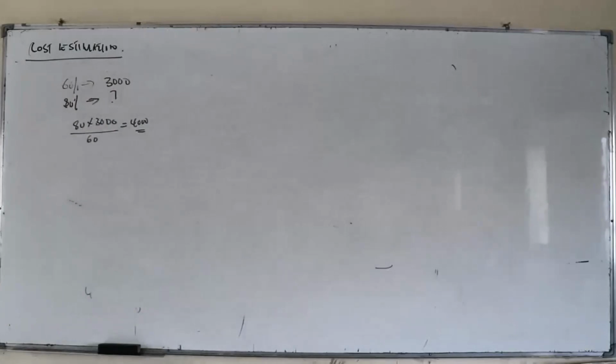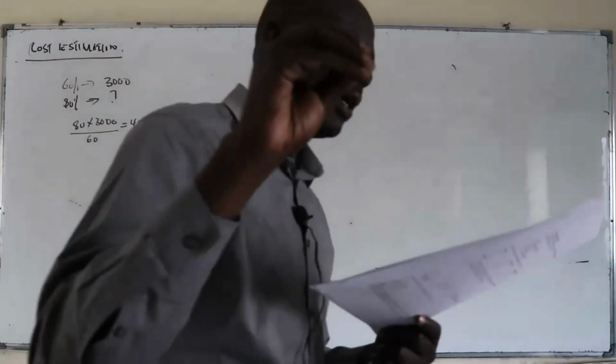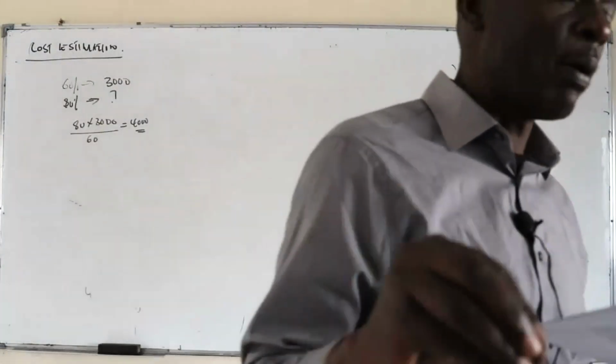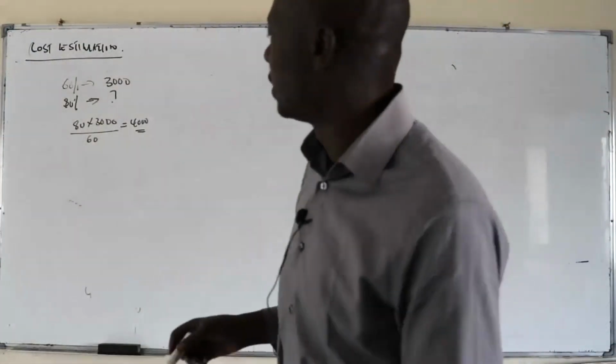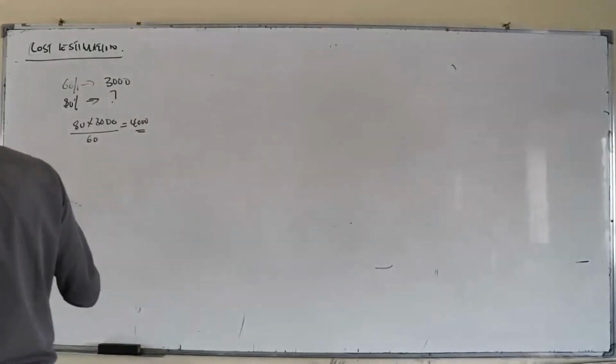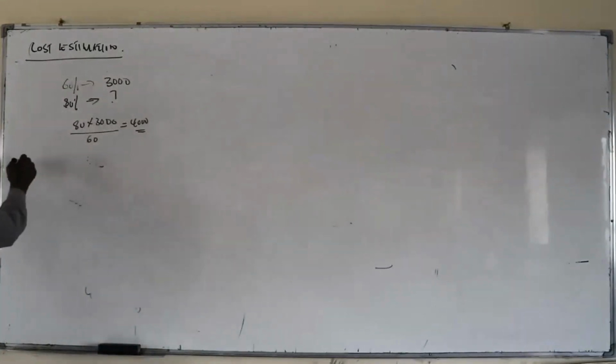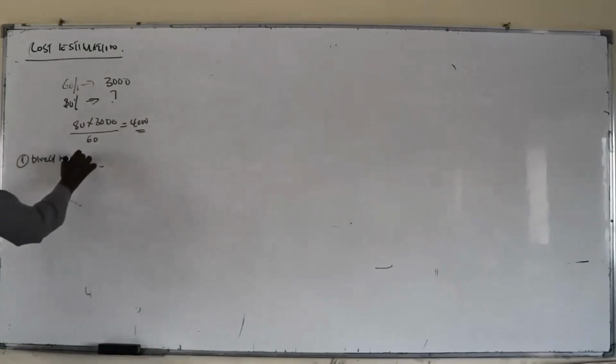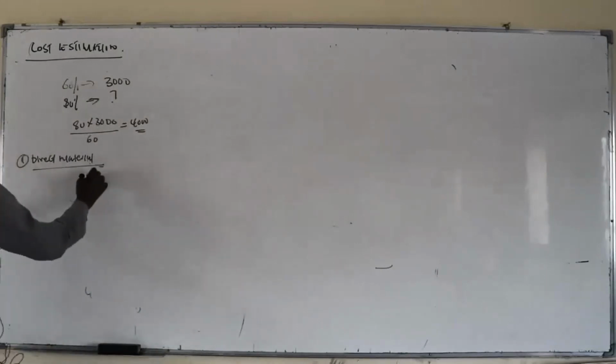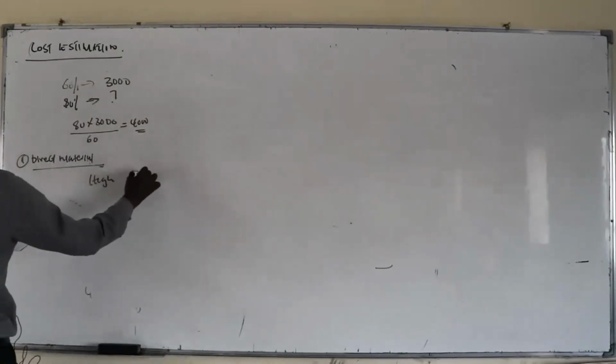3,000. So now they want us to establish the estimation equation for material, for labor, indirect labor, for fuel and power, and factory repairs. So we take the highest, we write here high. We start with number one, direct material. So we write here high, and here we write low.